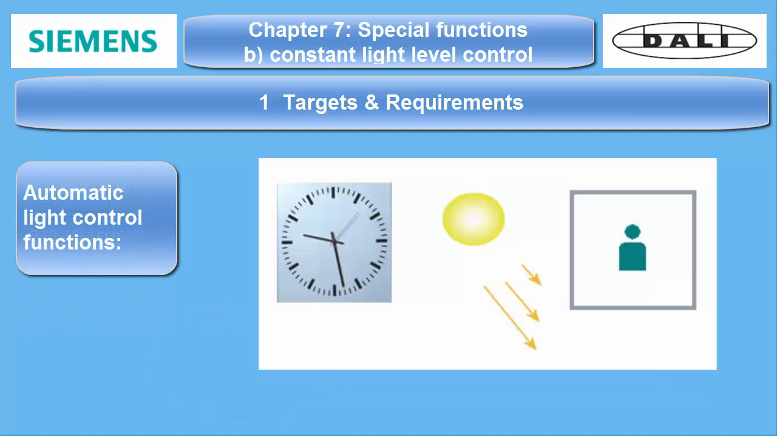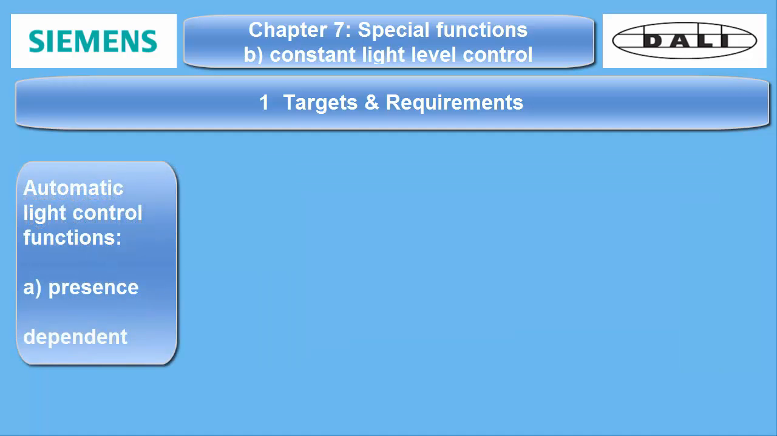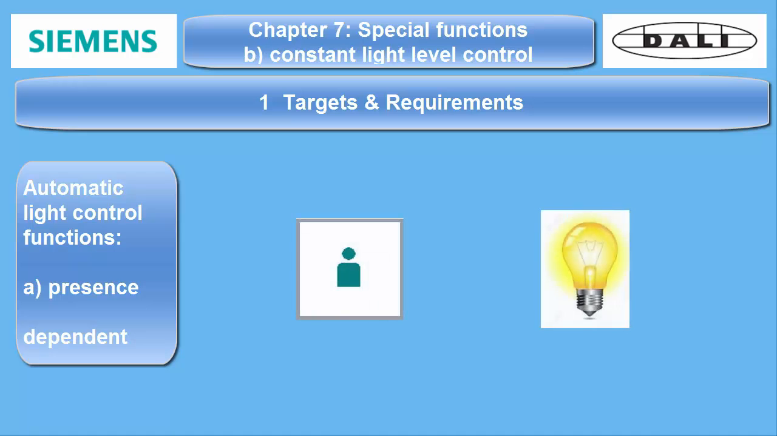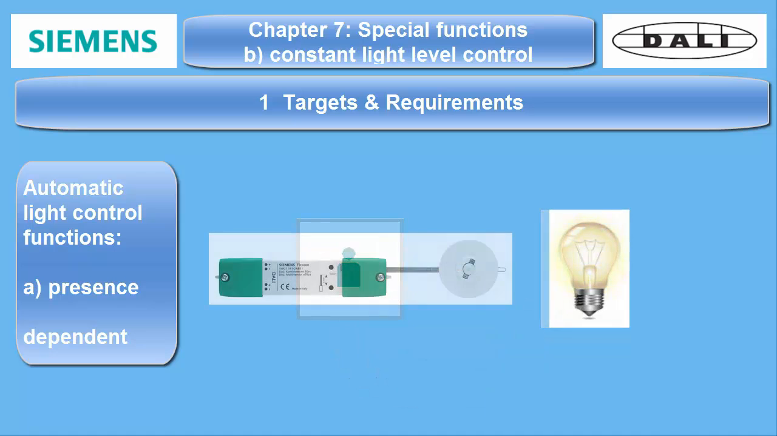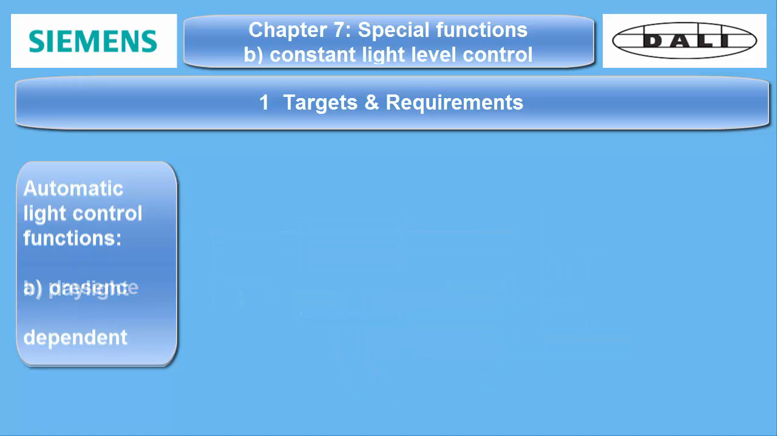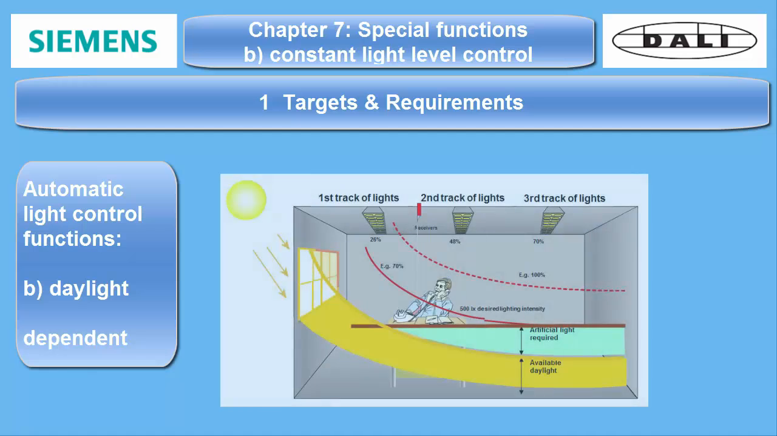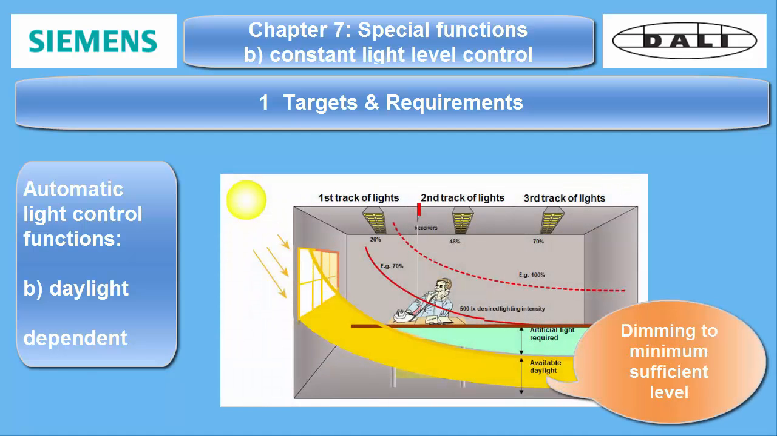The second step is to establish automatic control functions that operate the lighting system only if required. These are the controls the KNX-DALI system can provide. A. Operate the lights only when presence is true. This requires presence detectors. B. Dim the lights always to the minimum level necessary for the users of a room to perform their job undisturbed.